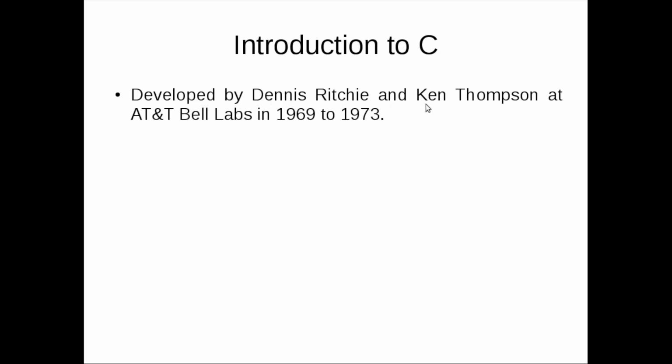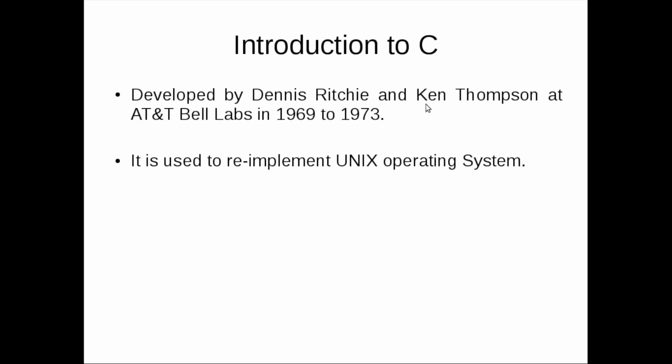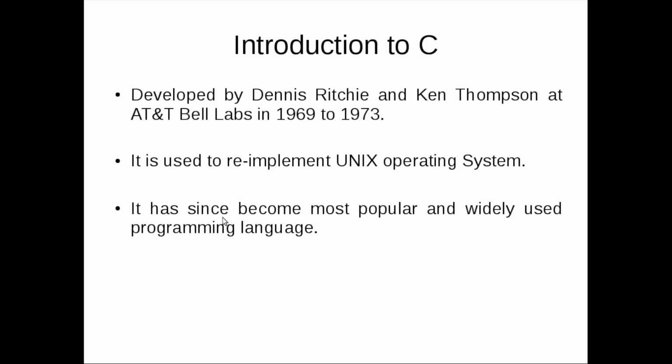This C language was used to re-implement the Unix operating system. Look, the very first operating system developed was Unix. It was initially written in PL/11 and assembly language. But while developing this Unix operating system, Dennis Ritchie got an idea and started writing a new language called C, and all the instructions he rewrote in the C language. So it was used to re-implement the Unix operating system instructions. That's why it became the most popular and widely used programming language at that time. Now also it is widely used, no doubt.